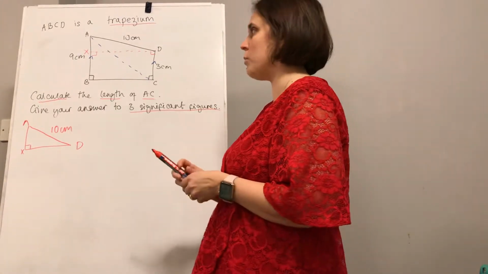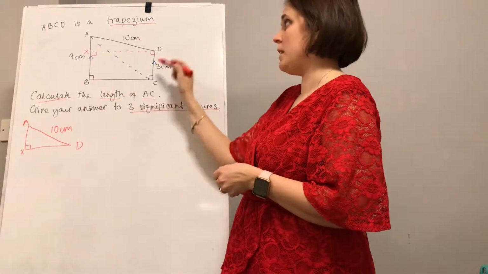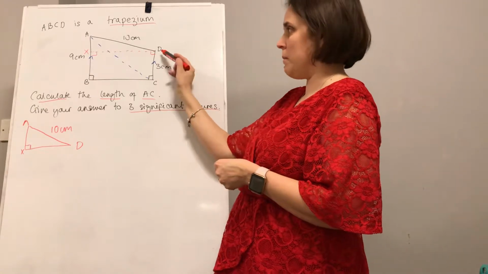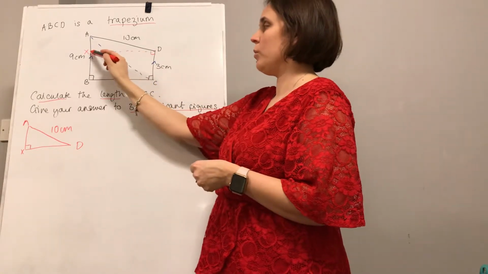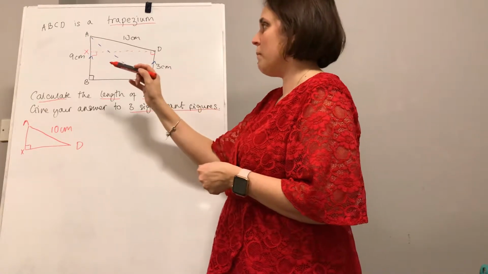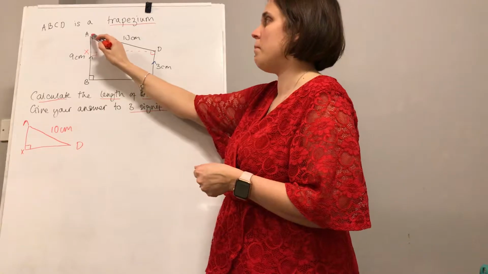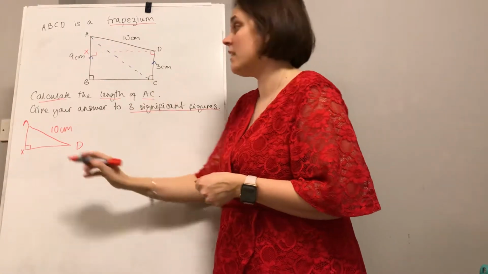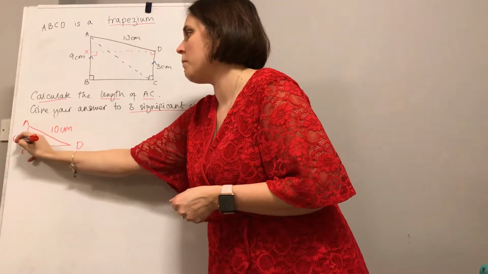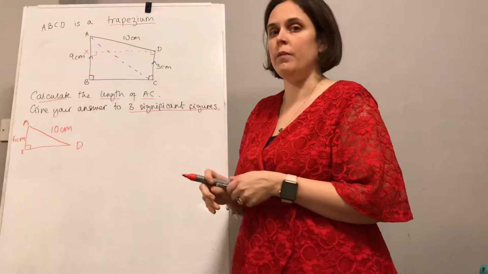But we have got some more information. AB is 9 centimetres and DC is 3 centimetres. And if that line is going all the way across there and perpendicular to these 2 sides, then it must mean that that is also 3 centimetres, which means that the bit left is actually 6 centimetres, because 3 plus 6 will give you 9.